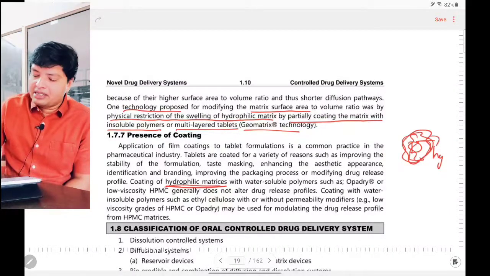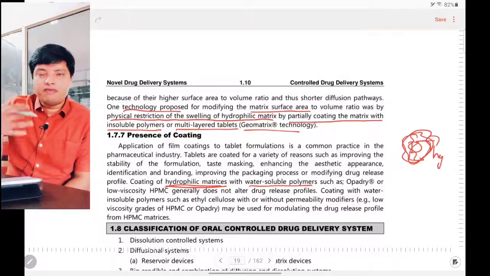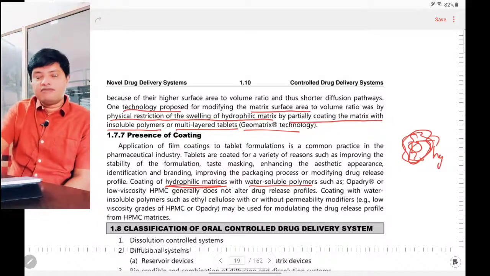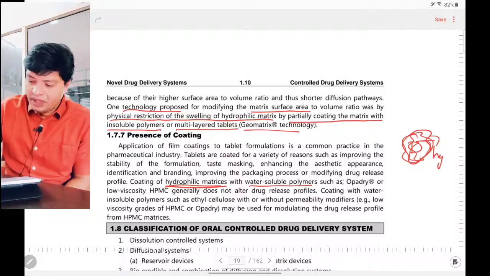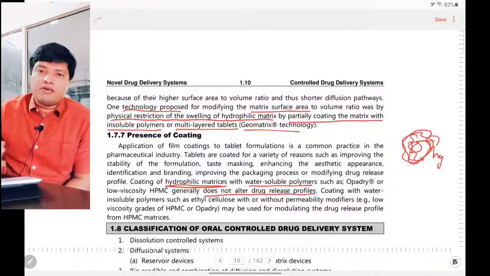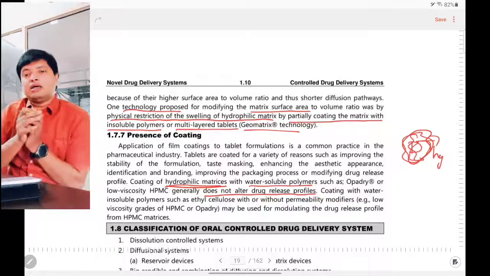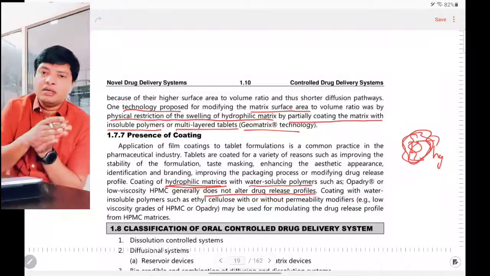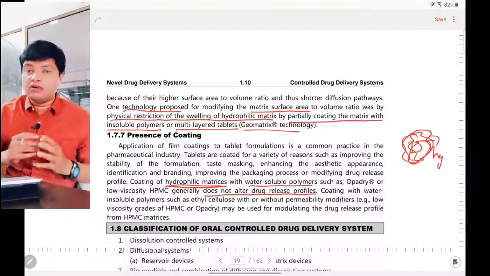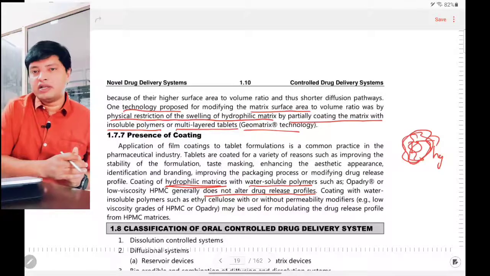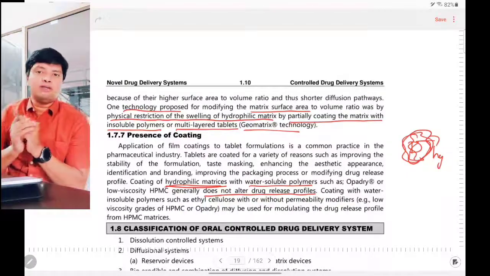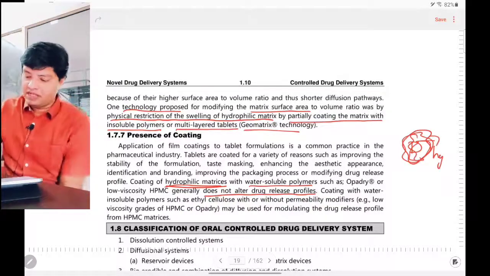consider coating of hydrophilic matrices with water soluble polymers. Obviously, what we are going to coat is also a polymer. If the coating is water soluble and your matrix is also water soluble, it will not alter the drug release profile. So coating a hydrophilic matrix with a hydrophilic polymer will not alter the drug release. You may think that I have coated the tablet, so the release of the drug will be retarded. No, it will not influence so much. But coating of the hydrophilic matrices with a hydrophobic polymer will have retardation effects here.